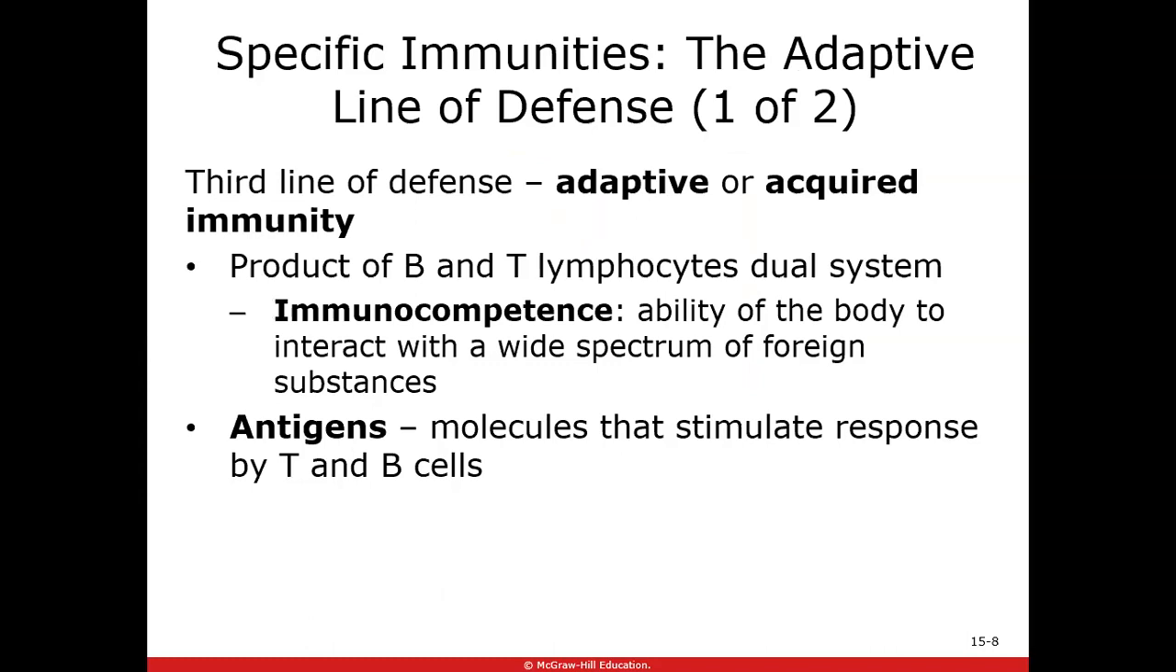Let's look at the third line of defense, adaptive or acquired immunity. It is a product of the B and T lymphocyte dual system. This relates to our immunocompetence. Immunocompetence is the ability of the body to interact with a wide spectrum of foreign substances. So we're going to look at antigens. Antigens are molecules that stimulate response by T and B cells.